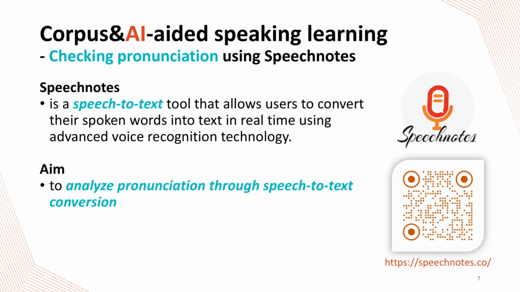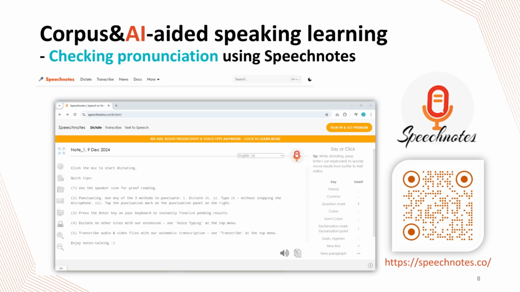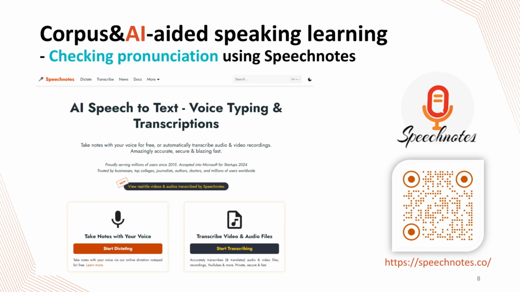Speech Notes is a speech-to-text tool designed to transcribe spoken words into text. This tool is particularly useful for checking pronunciation, as it allows you to see how well your speech is recognized, helping you identify areas for improvement. Here's a quick demo of the practice process. First, go to the Speech Notes website on your browser. You can either scan the QR code or type in the link provided here.